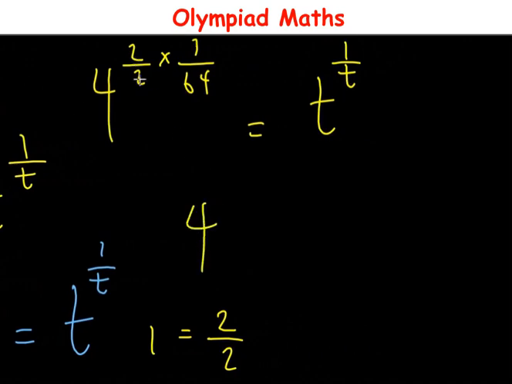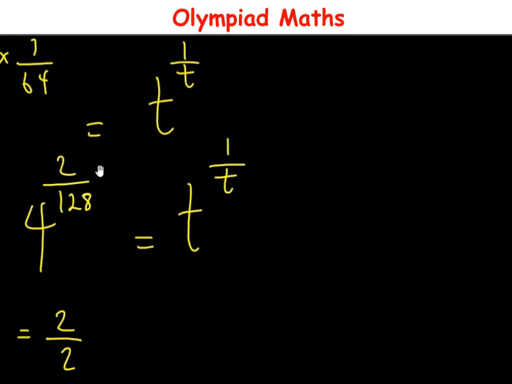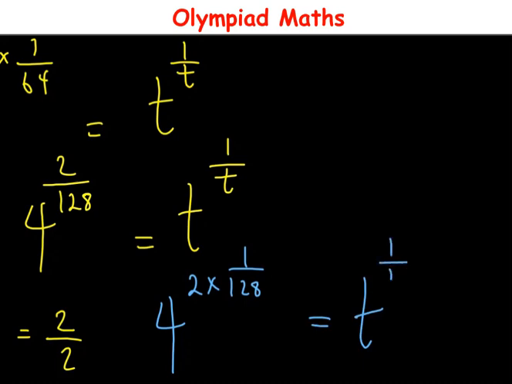So 4 raised to power 2 times 1 is 2, all over 2 times 64 is 128, is equal to t raised to power 1 over t. So then, factorizing out power 2 from here, what we're going to have is this: 4 raised to power 2 times 1 over 128 is equal to t raised to power 1 over t.